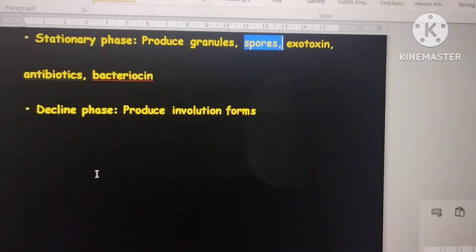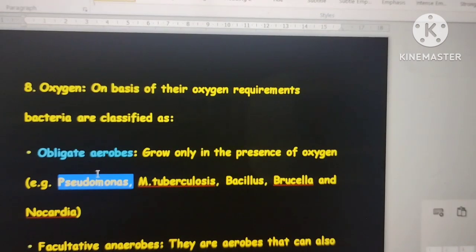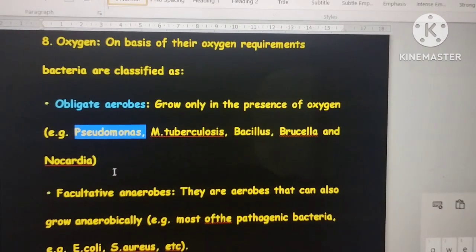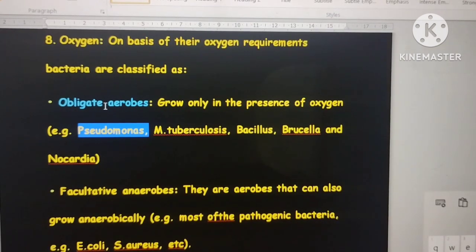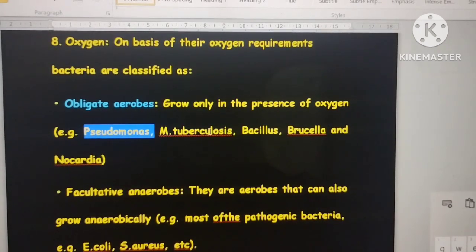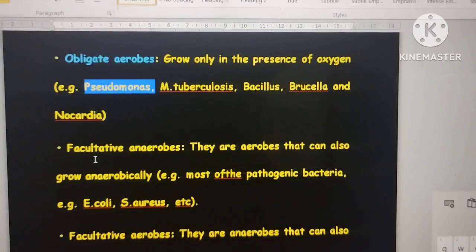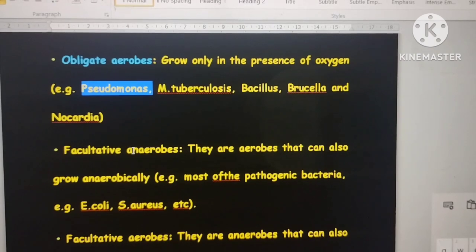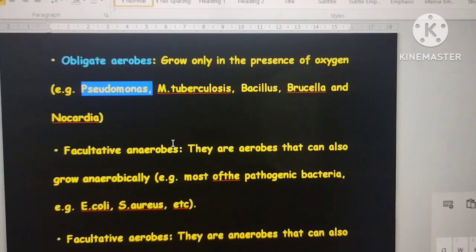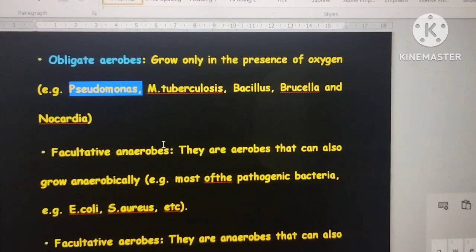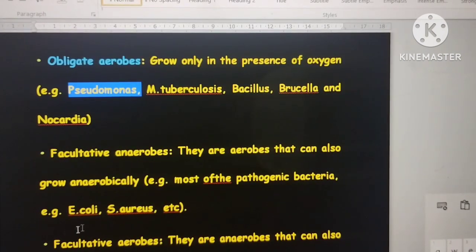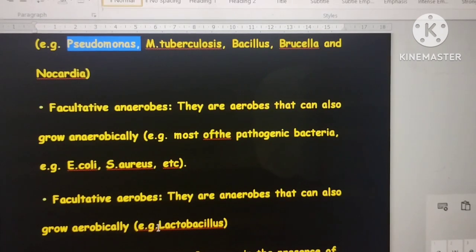Coming to the next topic, oxygen. All organisms require oxygen as a basic requirement, but there are some exceptions, so we'll be seeing that. First, obligate aerobes usually need oxygen and can't live without it. Examples are Pseudomonas, tuberculosis, Bacillus, Brucella and Nocardia. For facultative organisms, if they have given anaerobe, just remember they can grow anaerobically, but they are actually aerobes. If they have given facultative aerobe, they can grow aerobically, but they are actually anaerobes. For facultative anaerobes, examples are E. coli and Staph aureus, and for facultative aerobe it is Lactobacillus.